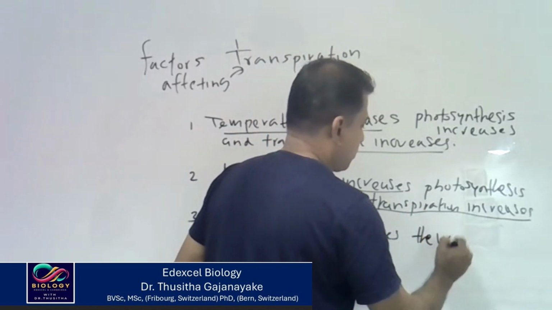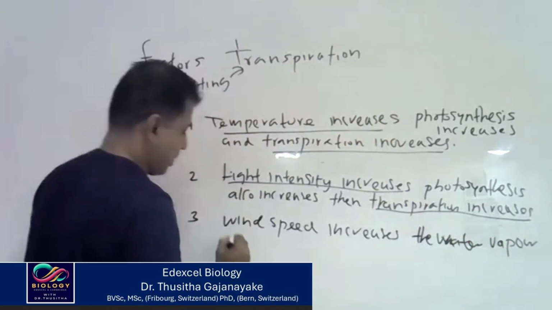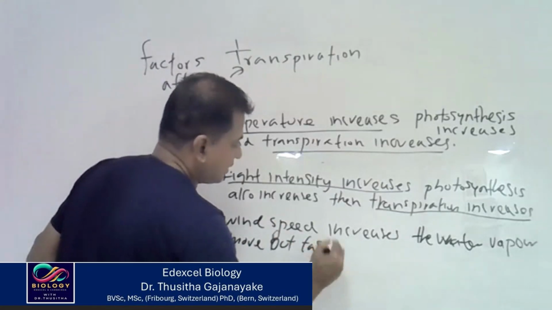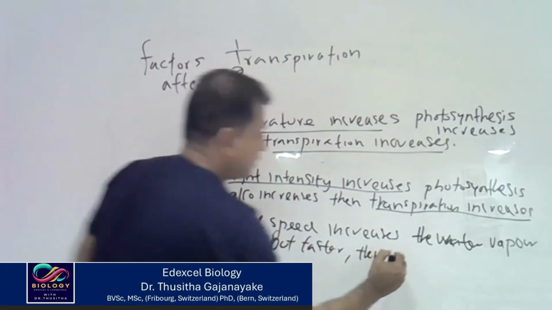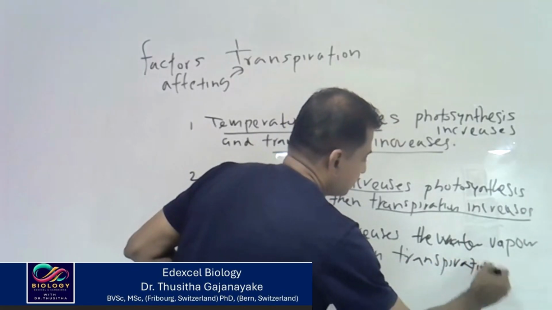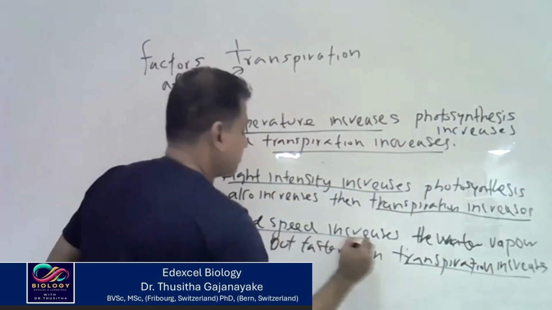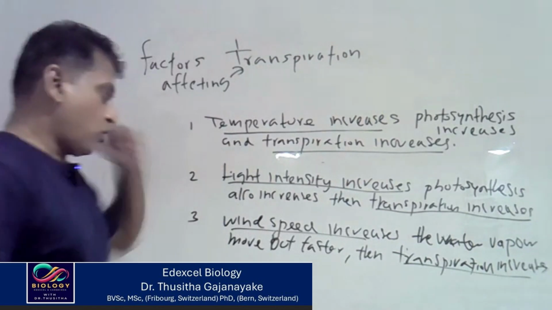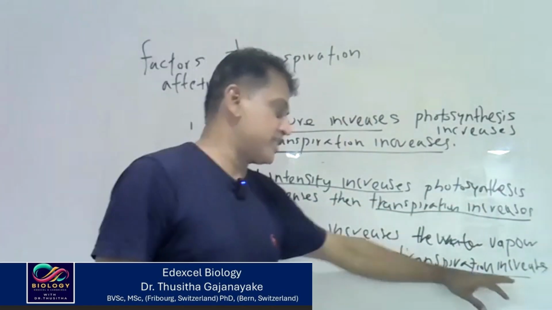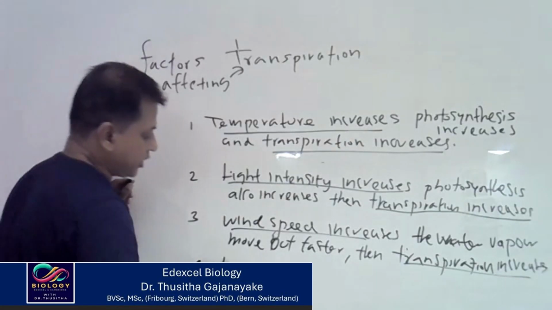So when wind speed increases, the water vapor moves out faster, then transpiration increases, because more water vapor can come from the leaf. The last one, humidity.